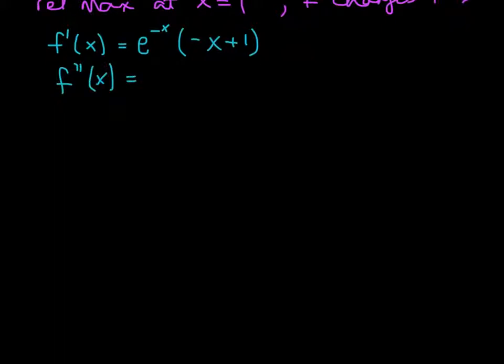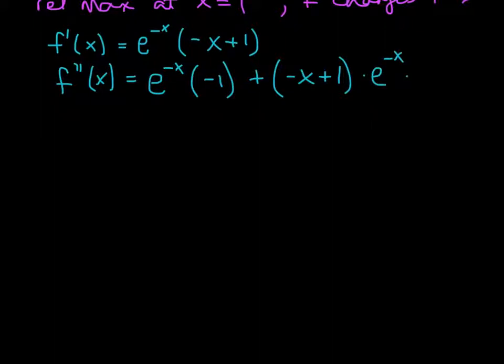Again, we have a product. And so e to the negative x is our first, so we copy that down, times the derivative of the second. The derivative of negative x plus 1 would simply be negative 1. Plus, copy down my second, negative x plus 1, times the derivative of the first, which would be e to the u, times the derivative of the exponent, which is negative 1.